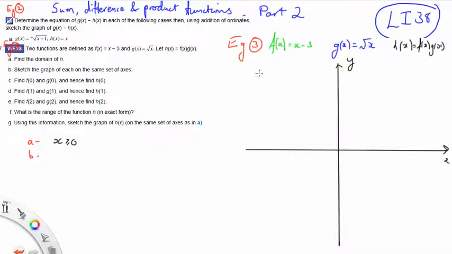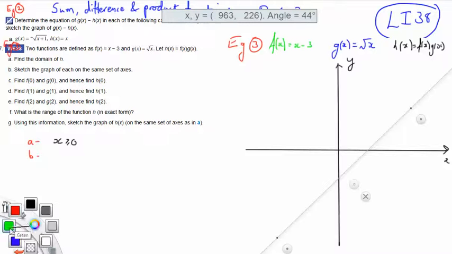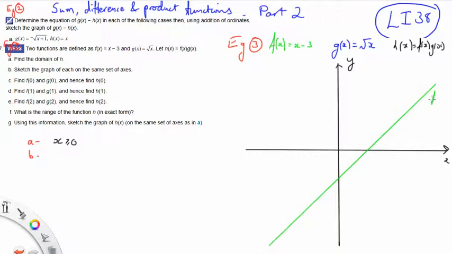Alright, x minus 3. I'm assuming you're all fantastic at sketching linear graphs. So x minus 3 is going to look something like this. There we are, there's f of x. Now g of x is root x. You know what that graph looks like? Like that. There's g of x.